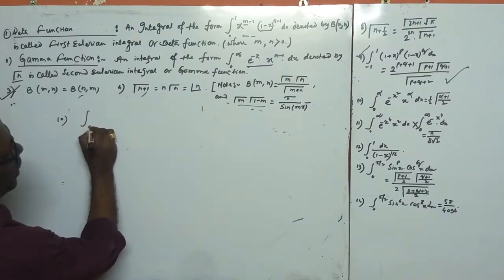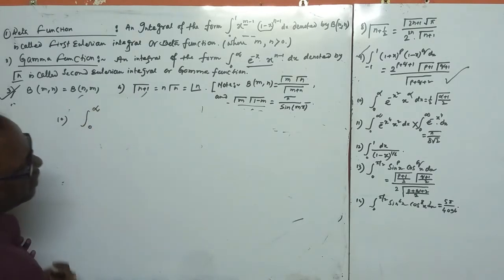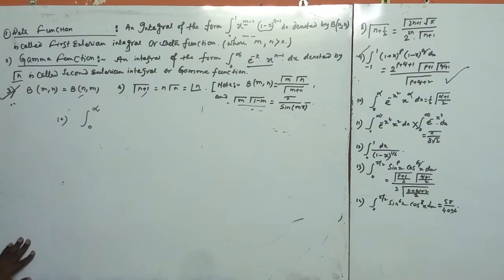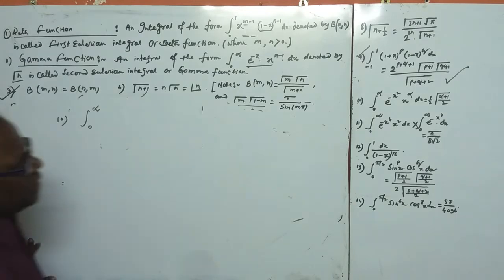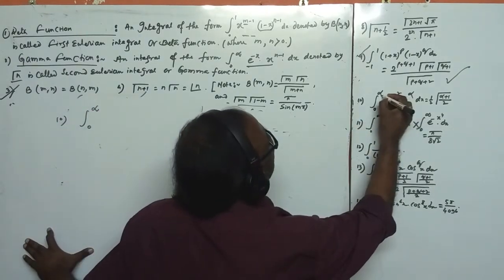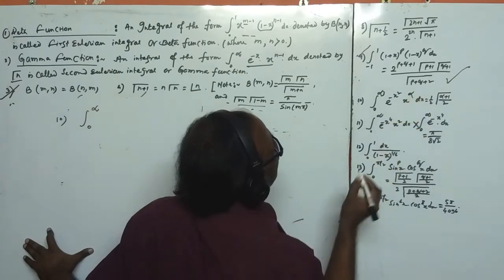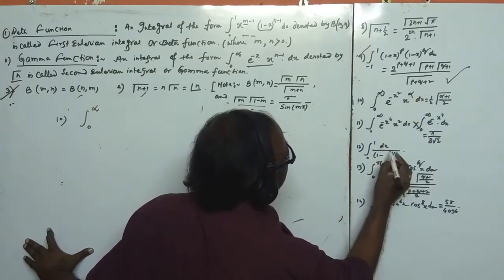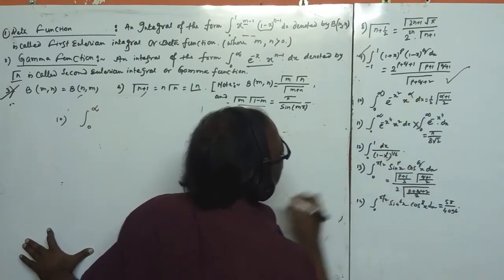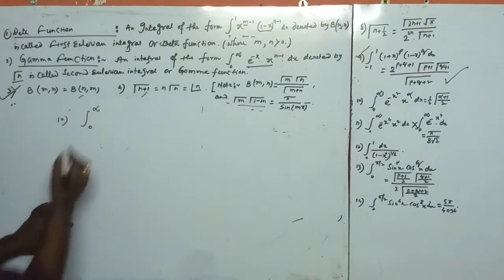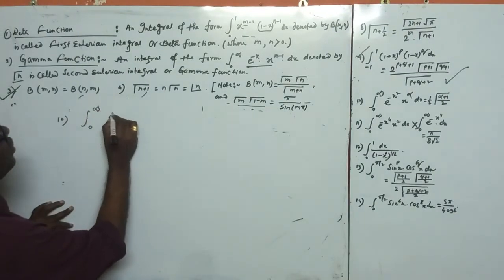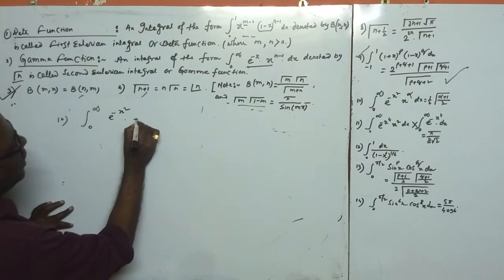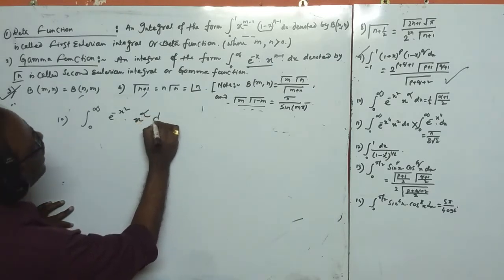0 to infinity. Sorry, this is not infinity, this is alpha. This is infinity, not alpha. This is alpha. So 0 to infinity, e to the power minus x square, x to the power alpha, and dx.